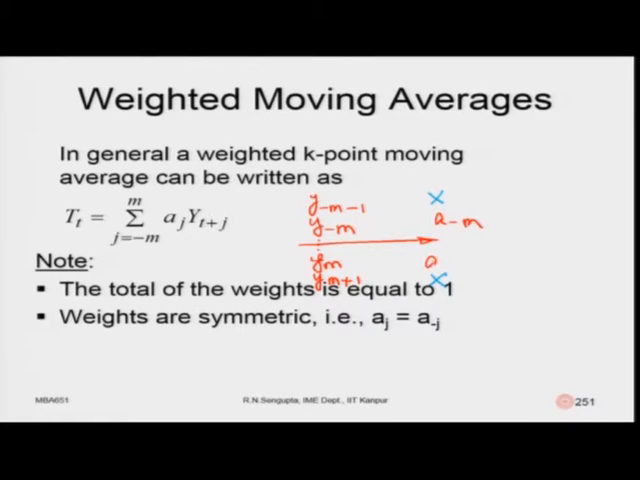So, the value would be a plus m. So, you are basically summing it up. The sum when you do will be a minus m y t minus m plus dot dot dot, and the last value would be a m y t plus m.